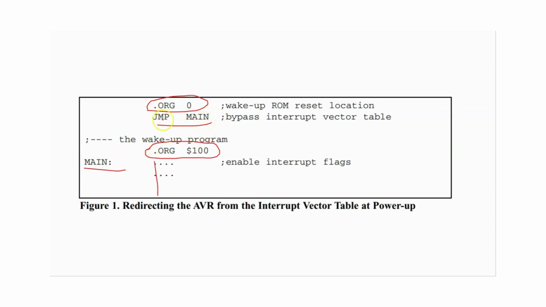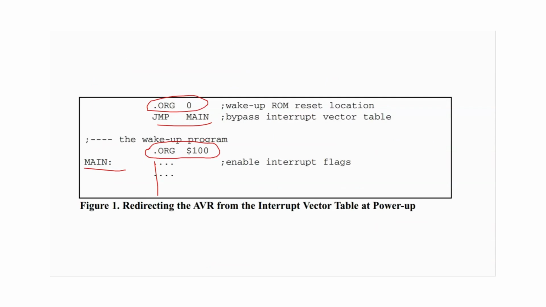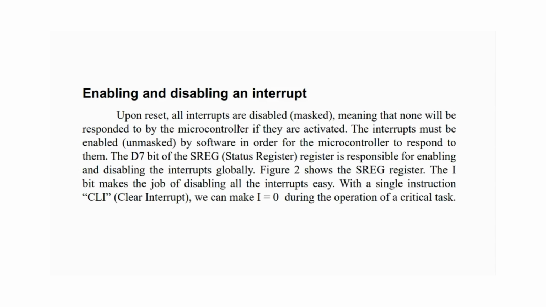Because there is limited memory, as we discussed, only 2 bytes are for reset, only 2 for interrupt 0, and 2 for interrupts 1 and 2. That is why the detailed part has to be written next, maybe after location 100 or so on. So that is the major structure of writing interrupt programming.